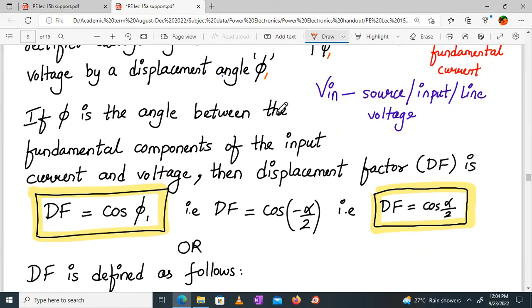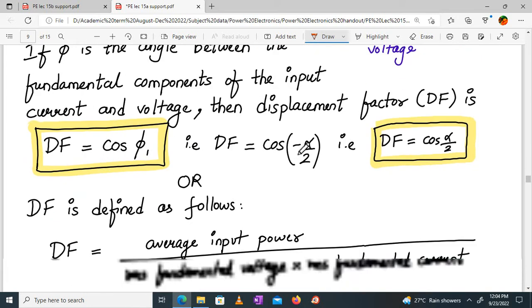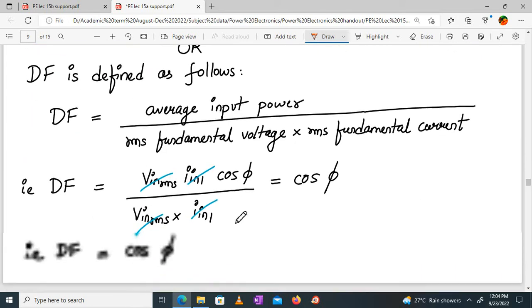And what is phi 1? Minus alpha by 2. What have you written for phi n in the formula? Phi n is minus n alpha by 2, na. So when n is 1, what will it be? Minus alpha by 2. And you know what is cos of minus? If there is cos of minus 60, it is the same as cos of 60. So displacement factor for a semi converter is cos of alpha by 2. Written? Okay? Now there is an alternate definition, but we are not going into the details of this.